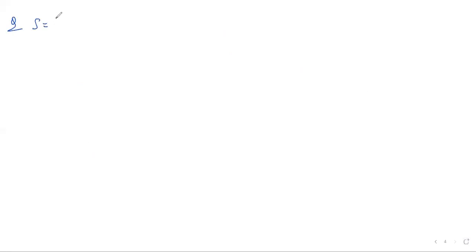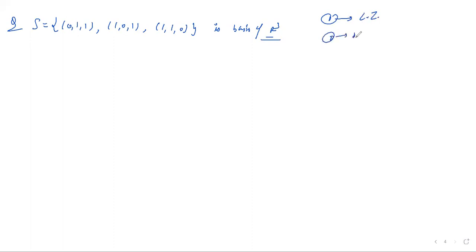If I have this set of vectors S, which is (0,1,1), (1,0,1), (1,1,0), which is a basis of R cube, I want to check whether it is actually a basis of R cube or not. For checking the basis, what are the two conditions? First, it should be linearly independent, and second, it should span the whole vector space R cube. So first let's check whether these are linearly independent.